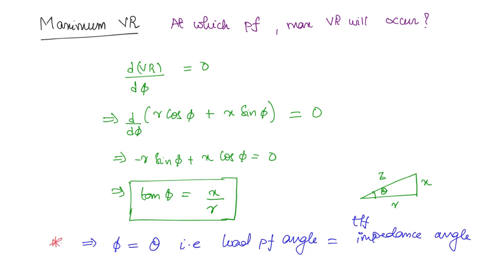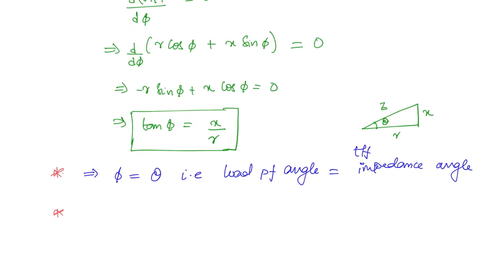So this is one important point, and another important point that you can see is X and R, they are both positive values. That means tan phi is a positive value. That means phi should be positive. If tan phi is positive, then phi is positive, right? So phi is positive means it is a lagging load. Okay, since tan phi is equal to X by R is greater than 0, this implies phi is greater than 0. This implies it is a lagging load. Okay, so that means the maximum voltage regulation will occur at a lagging load.